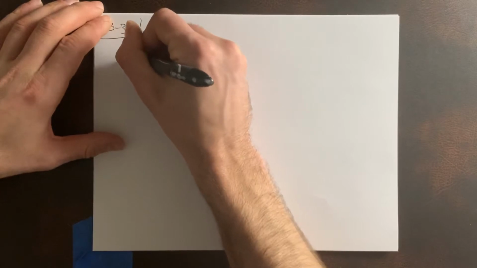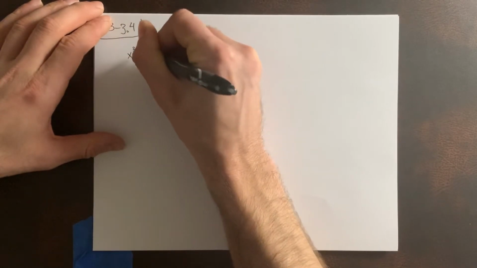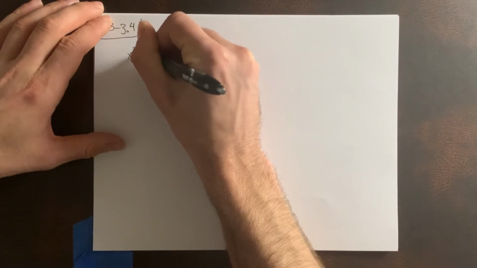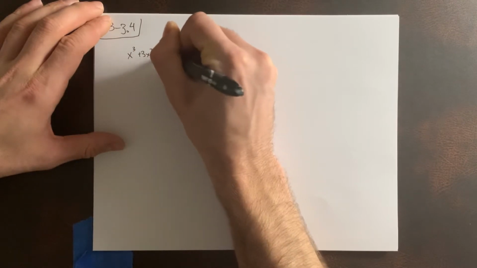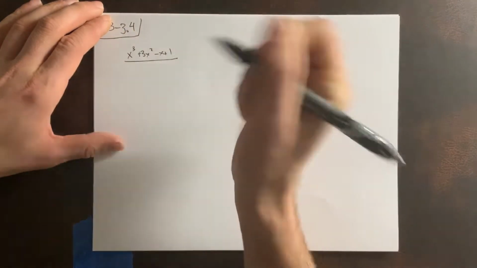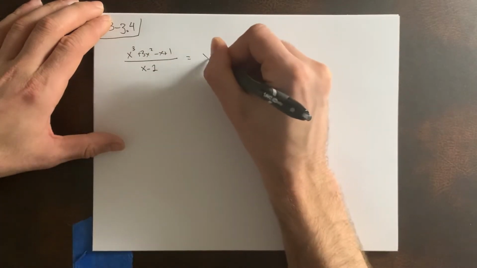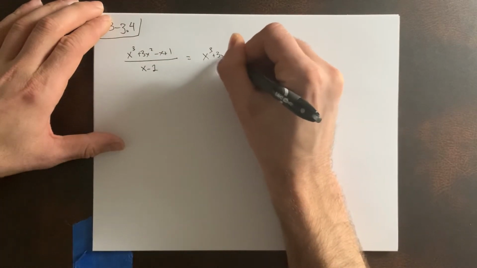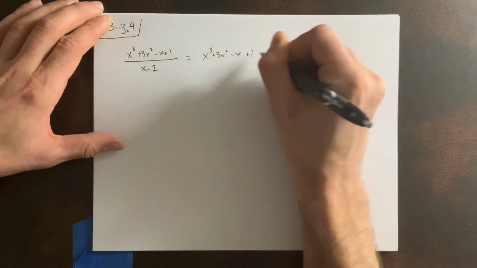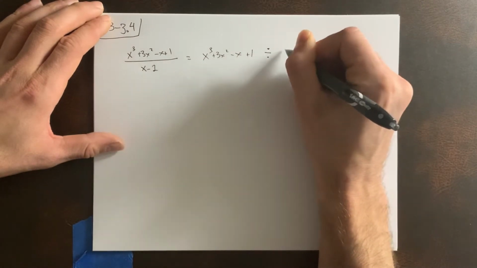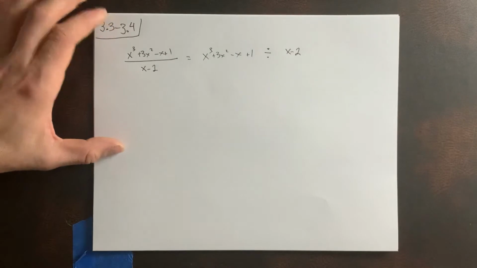In this video, we're going to talk about what it means to divide two polynomials. For example, what does it mean when we divide x cubed plus 3x squared minus x plus 1 by x minus 2? Or in other words, another way to write this: x cubed plus 3x squared minus x plus 1 divided by x minus 2?